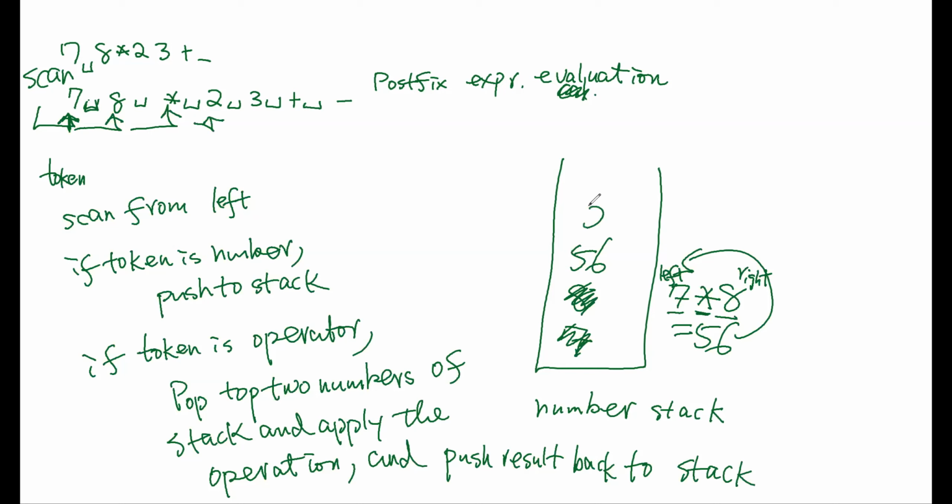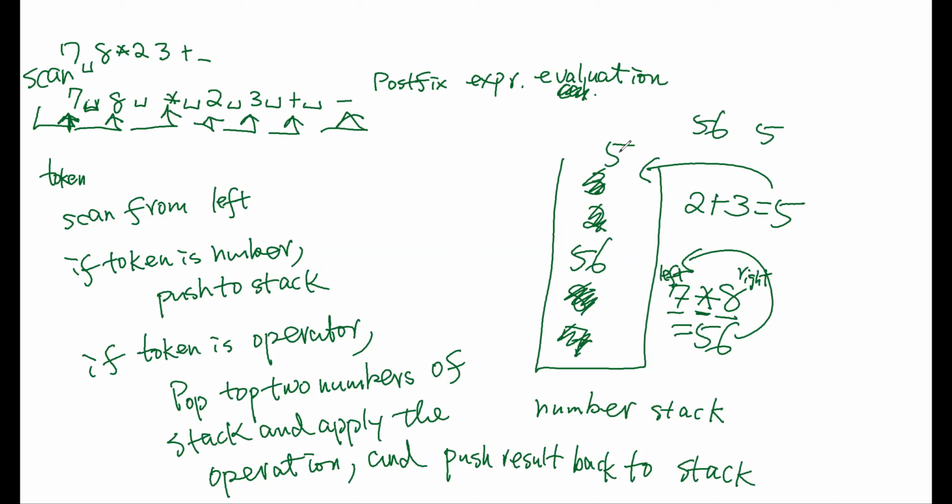We can keep going. Next is 2, and then it's 3. Next is plus. You pop 3 out and pop 2 out and apply it. You get 5, and then you push it back. Next is minus. I need to pop two numbers out: 5 out, 56 out, and apply the operator. I have 51, and then I push it back to the stack.